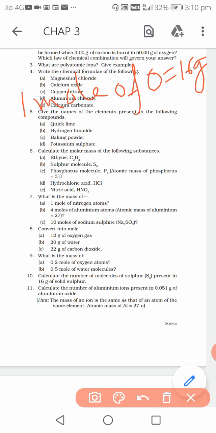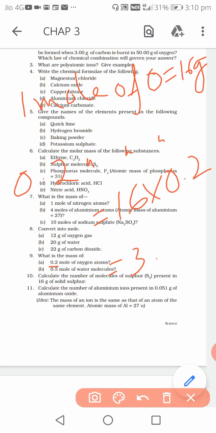How much mole is given? 0.2 mole. So 0.2 mole of oxygen will be how much? 16 into 0.2. It gives us 3.2, no? 3.2 gram. Okay.